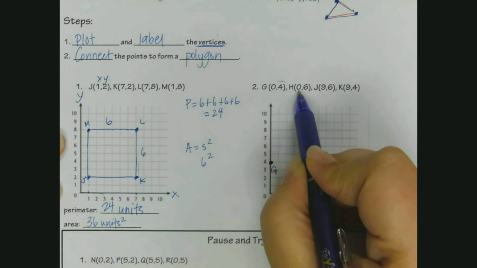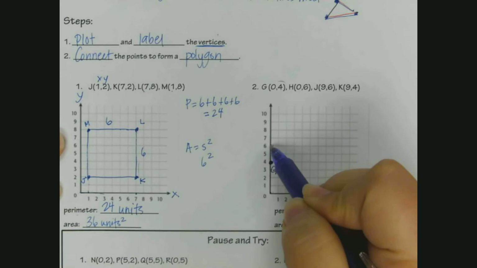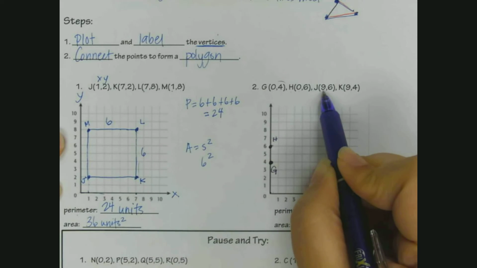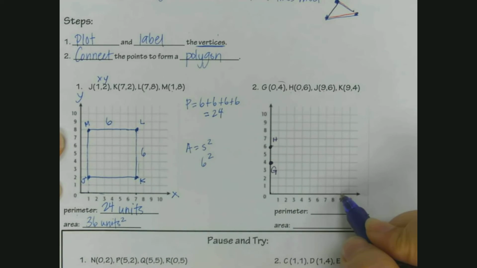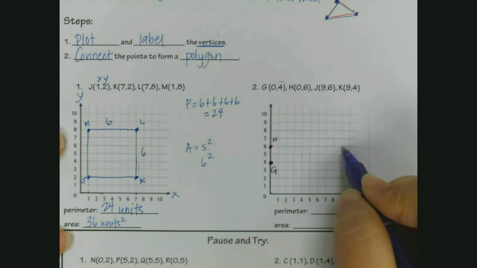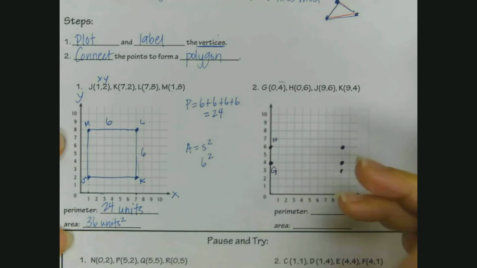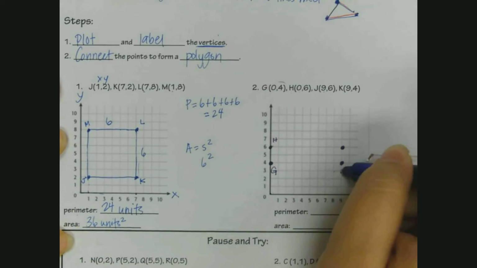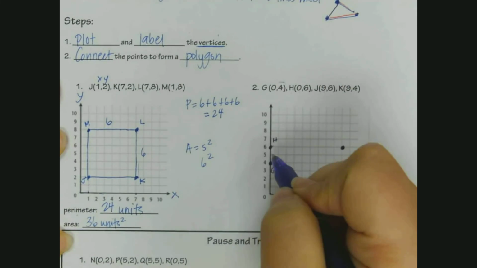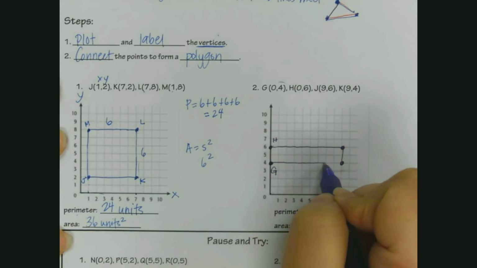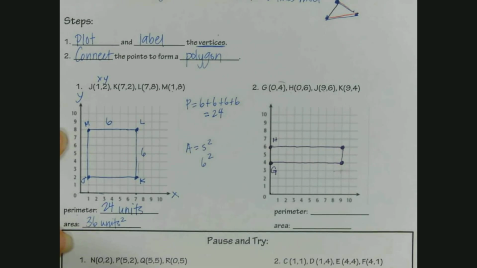Next is H. That's 0, 6. And that's going to be H. The third one is J. Over 9, up 6. And then I've got K at 9, 4. And you should know where that one is, just because you know where the last one goes to make the shape. This looks like it's going to be a rectangle, so go ahead and connect those to form a polygon. And now let's find the perimeter.